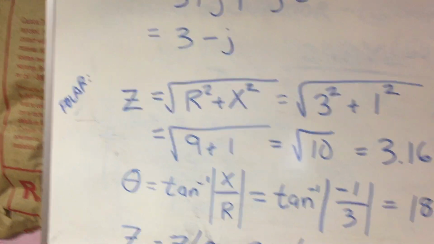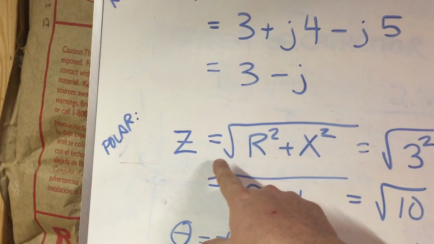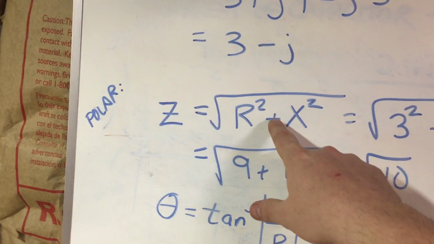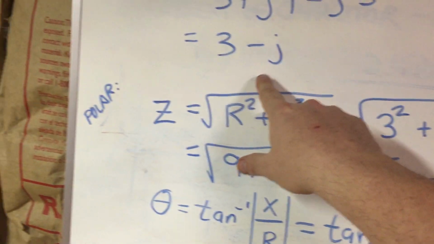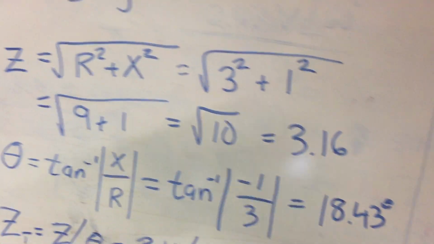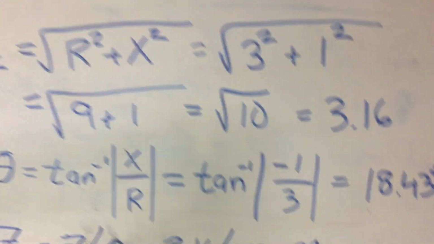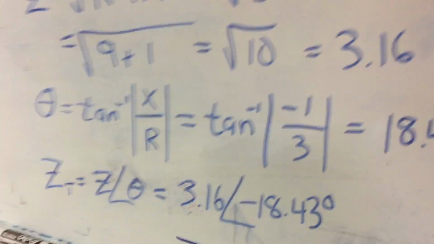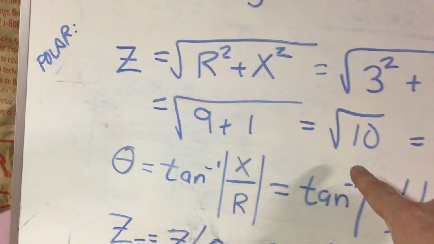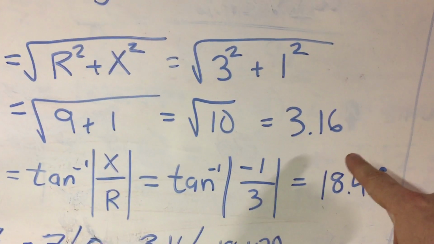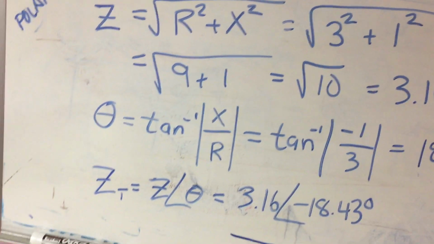It also wanted you to do it in polar form. You guys know how to do that, but you take Z equals the square root of R squared plus X squared, R being 3, X being -1. I already squared the term in here. I just put a 1 in here because it doesn't matter when you square it. And then you get 9 plus 1, square root of 10. And then doing the math, it's 3.16.